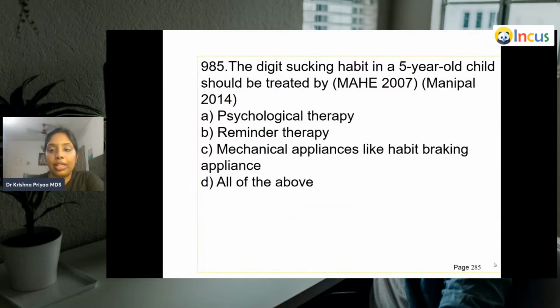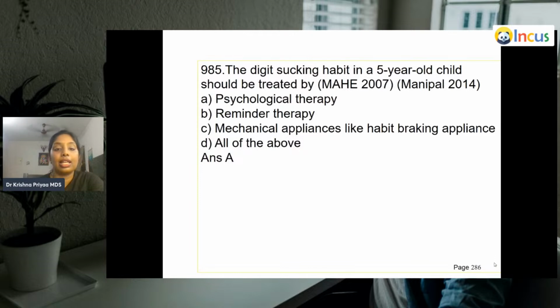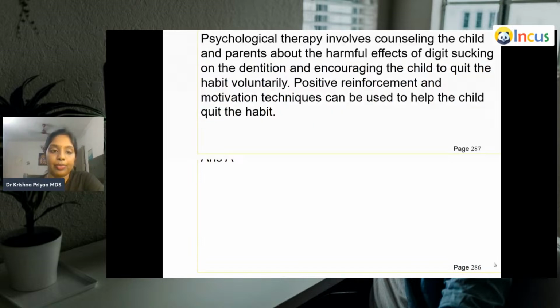The digit sucking habit in a 5-year-old child should be treated by? So, how can we treat it? The keyword here is 5-year-old. We've understood that till 4 years, thumb sucking is very common. So the options are psychological therapy, reminder therapy, or a mechanical appliance like a habit breaking appliance. The answer is psychological therapy, because he's just 1 year past the age where he has to give up thumb sucking or digit sucking, right? So first we'll start with psychological therapy.